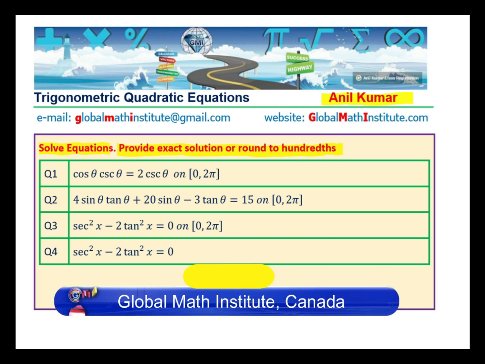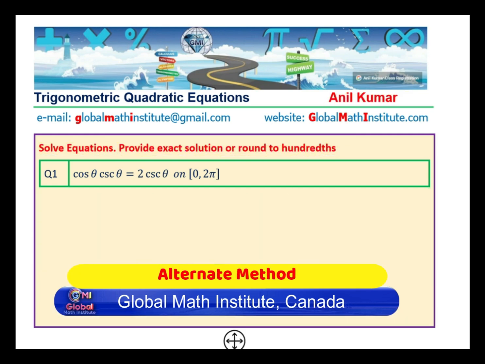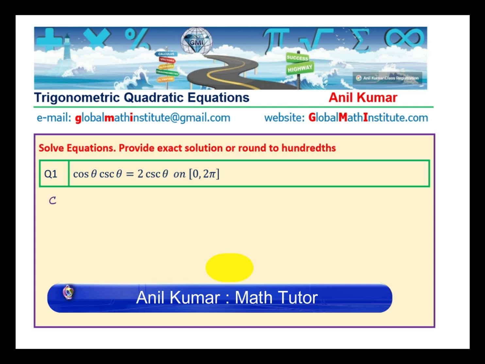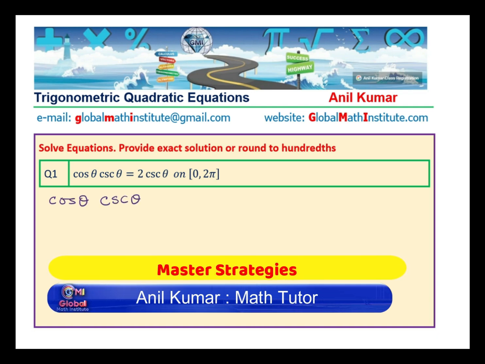Let's begin with the very first question, which is cos theta cosecant theta equals to 2 cosecant theta. Let's rewrite the equation. Cos theta cosecant theta equals to 2 cosecant theta. Now at this stage, please do not cancel cosecant theta since that will be a mistake, eliminating few solutions. We'll see it soon.